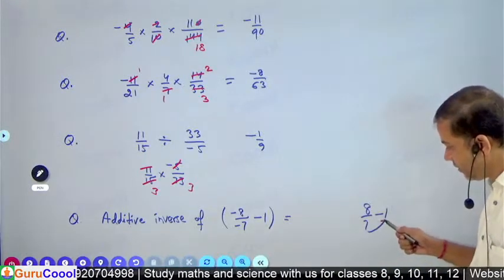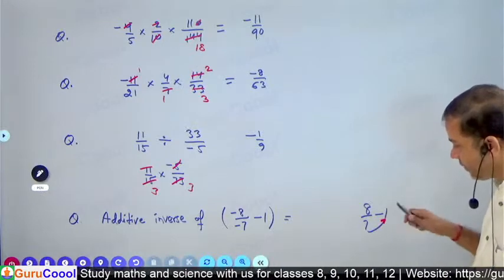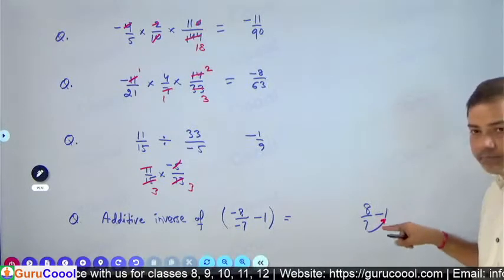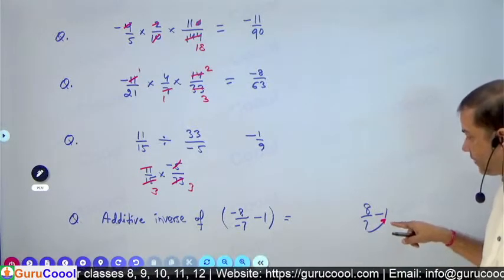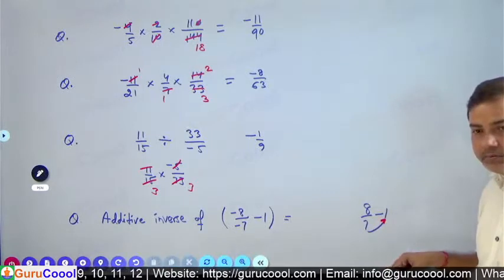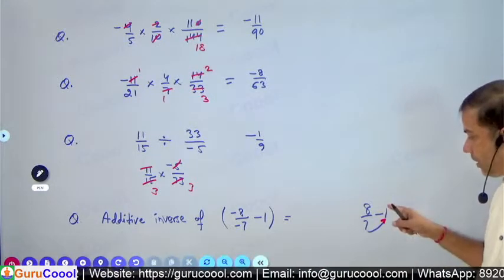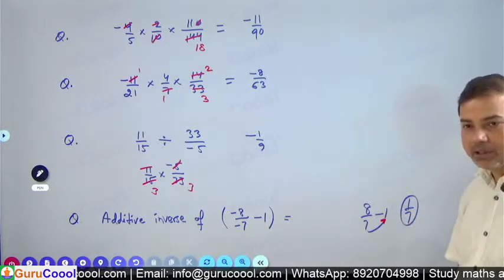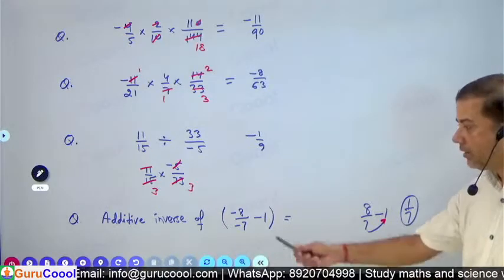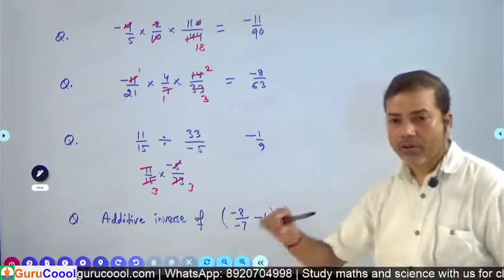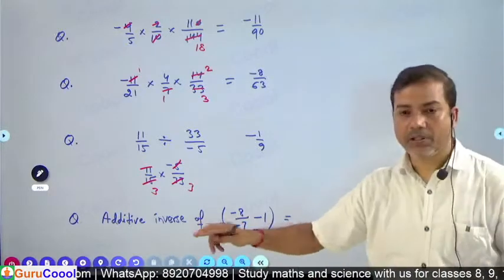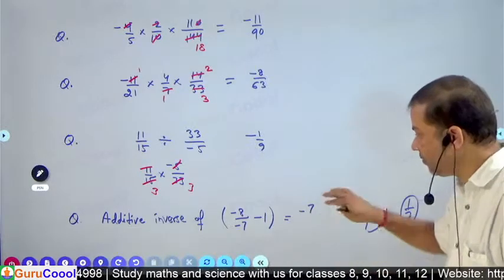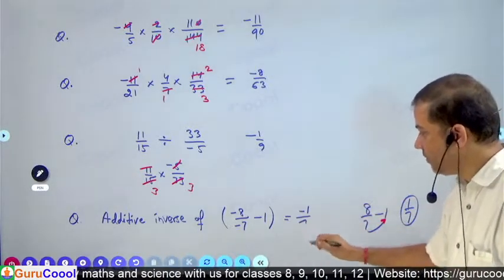7 1s are 7. So now you have 7 here. 8 minus 7, what is that? Sir, minus 1. No, 8 minus 7. 1. And denominator 7. So it is 1 by 7. Subtracting gives us 1 by 7. And then we have to make the additive inverse. So change the sign. Additive inverse means change the sign. So minus 1 by 7 is the answer.